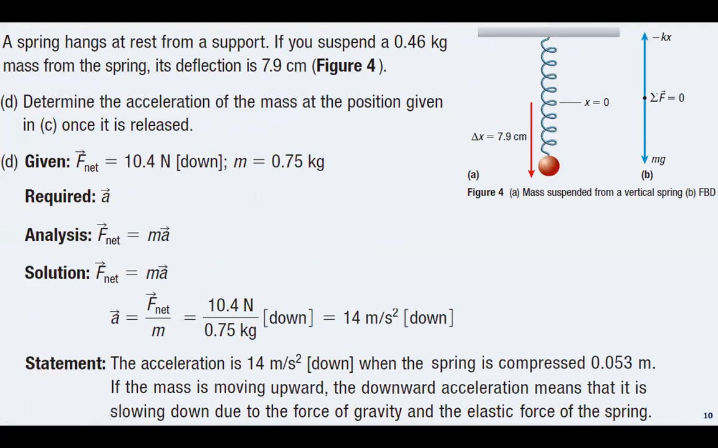According to Newton's second law, we have net force equals ma, and a equals F net over m, right? Net force is 10.4 newtons. The mass is 0.75 kilograms, so the acceleration is about 14 meters per second squared. Direction is down, when the spring is compressed 0.053 meters. If the mass is moving upwards, the downward acceleration means that it is slowing down due to the force of gravity and the elastic force of the spring.